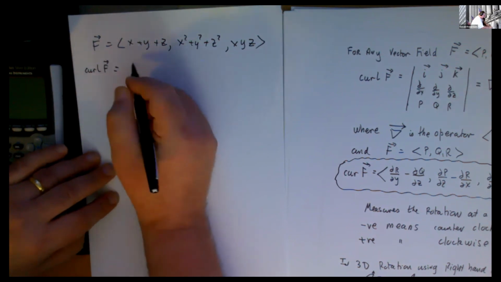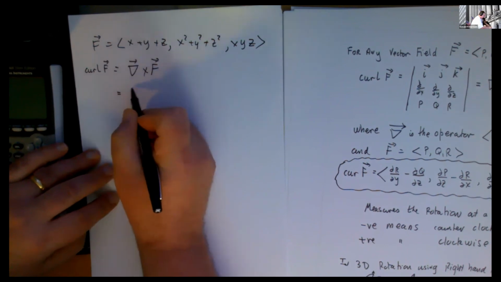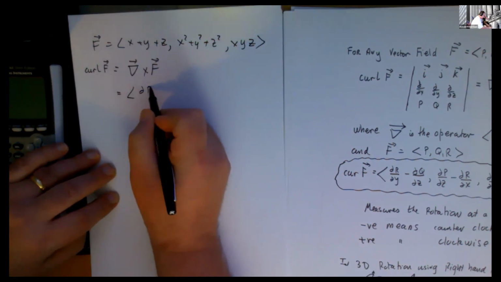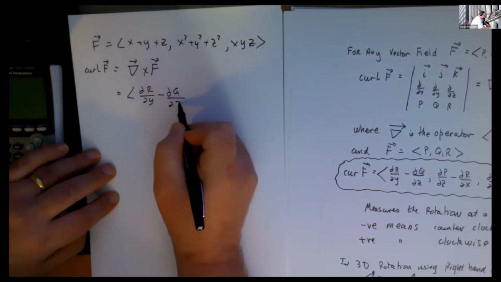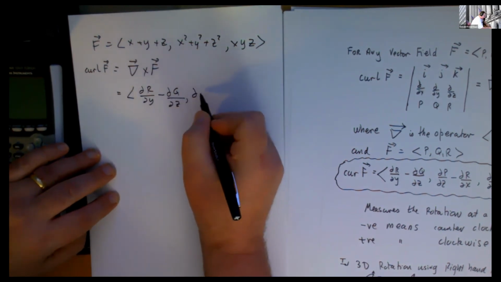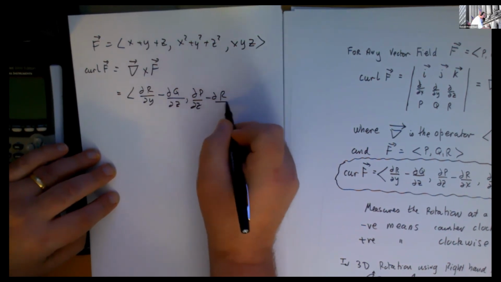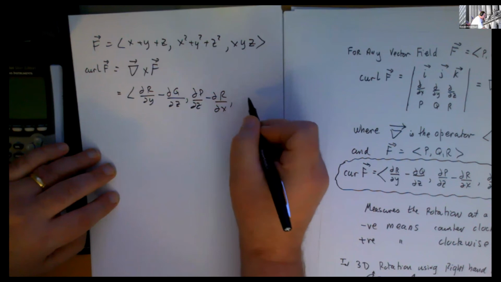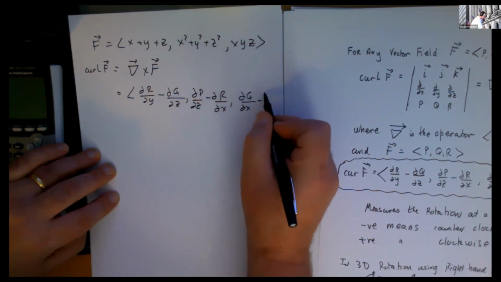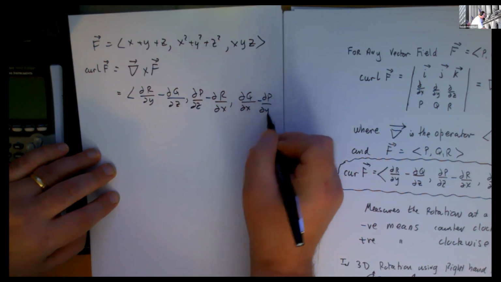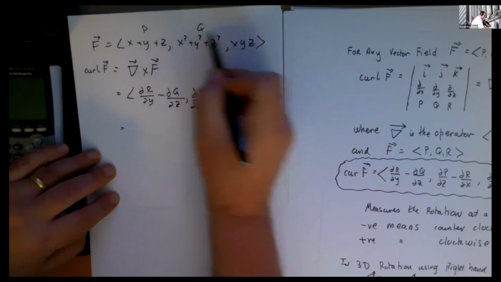And so it's going to be this guy. Middle term's going to be this fella. And the last one going to be this guy. Okay, he's P, he's Q, he's R.